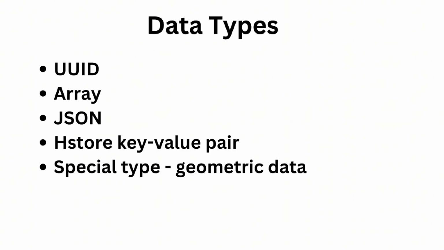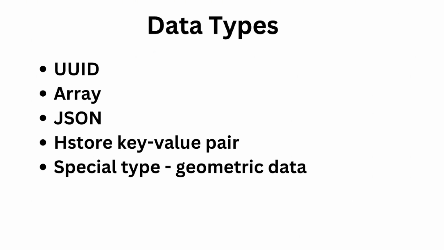Some other not as common ones are things like UUID, or universally unique identifiers, which is essentially an algorithmically unique code in order to make sure you have a unique identifier for a particular row. Then you also have things like arrays, which store an array of strings, numbers, etc. You can also store things like JSON. There's HStore, which is a key value pair. And there's special types such as a network address and geometric data.